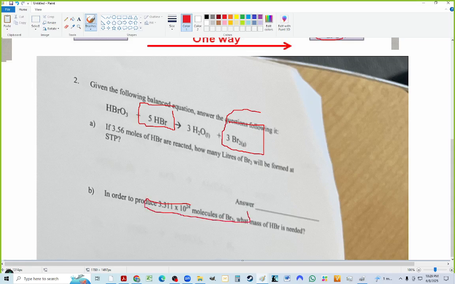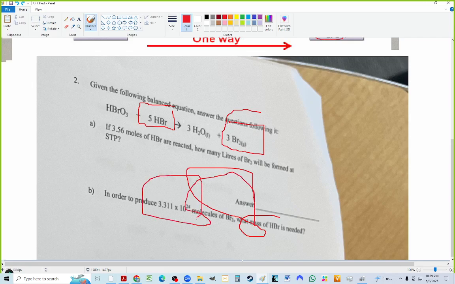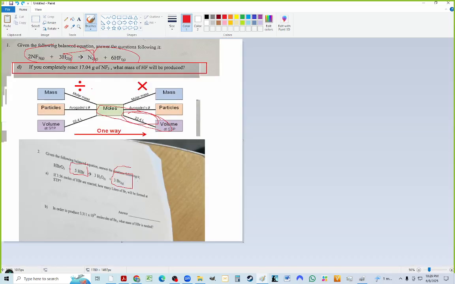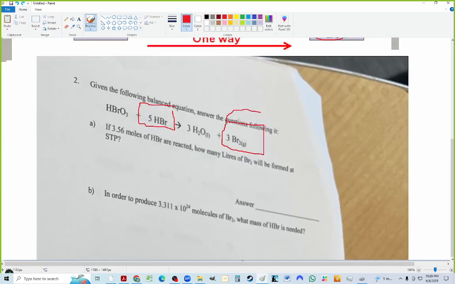What about this one? In order to produce this many molecules of Br2, what mass of HBr is needed? So I've got to go mass to moles to moles to molecules. So maybe we should do that one.